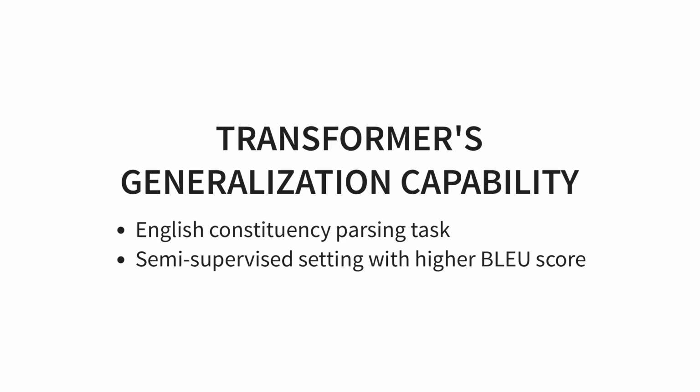The transformer's architecture was tested for its generalization capability on an English constituency parsing task. Using semi-supervised learning with the Penn Treebank and Berkeley Parser corpora, it achieved an F1 score of 92.7, showing its robustness across different language processing tasks.